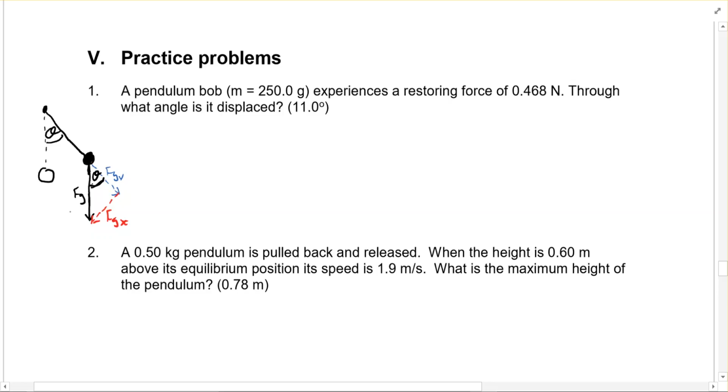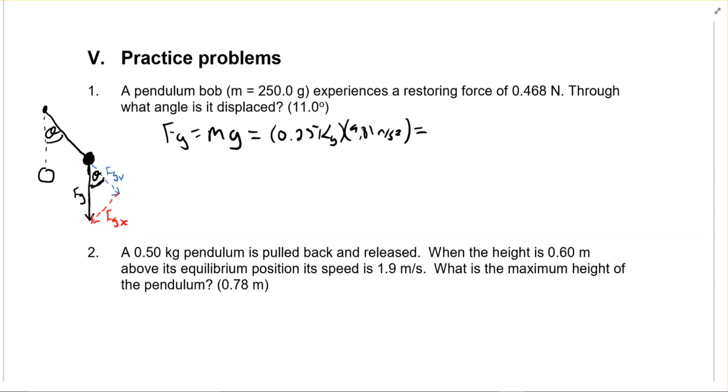So in this case, we can figure out FG easily enough. FG is equal to mg, which is equal to 0.25 kilograms, it needs to be in kilograms, times 9.81 meters per second squared. So FG is going to be 2.4525 newtons. And it also tells us that our restoring force is 0.468 newtons. So FGX is going to be 0.468 newtons. Okay, so now that we know the opposite side and we know the hypotenuse, we just have to figure out what theta is.